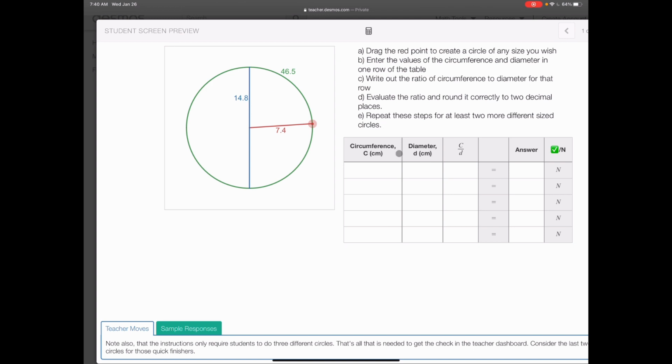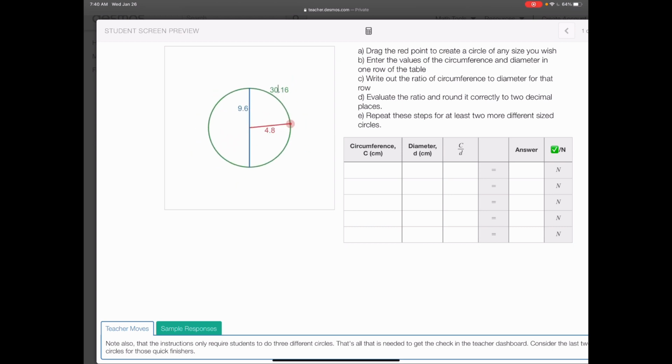So we've got circumference, we've got diameter, and we've got the ratio, right? Circumference divided by diameter, and we have the answer. Circumference is the distance around the circle. So this distance, 46.5, is the distance around the circle. The diameter is 14.8, right? And then we're going to put that into a ratio. Let's start with a smaller circle. As you can see, this number increases proportionally to the diameter.